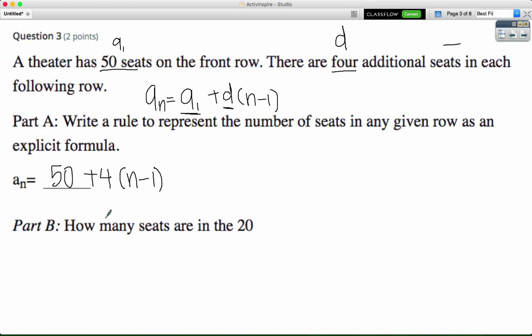Part B, when they ask how many seats are in the 20th row, I'm assuming that's what they meant. So we're going to plug 20 in for our formula. We're going to find a sub 20 by substituting in 20 wherever I see an n.